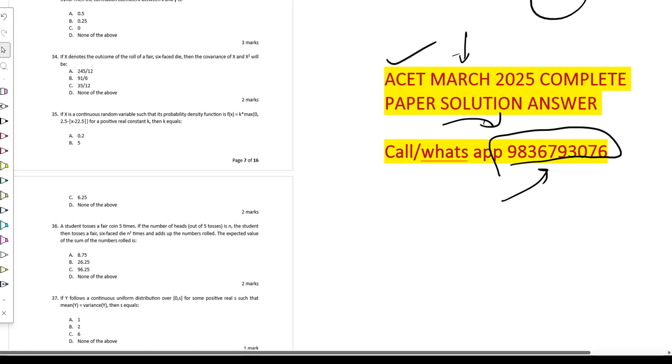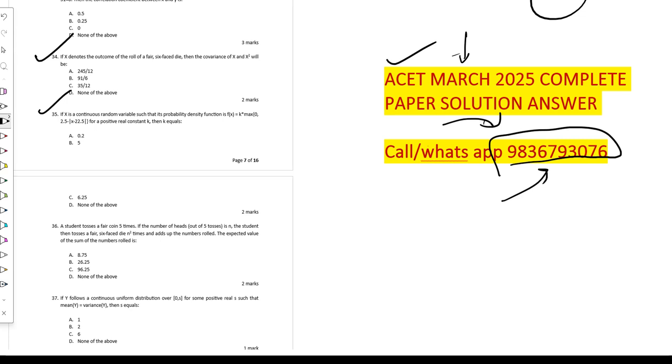So let's go to this question. Till 34, I guess, I have done. So 35: X is a continuous random variable such that the probability density function f(x) equals k into max of 0 to this value, then k equals what? So the PDF is outside the 20 to 25 range.